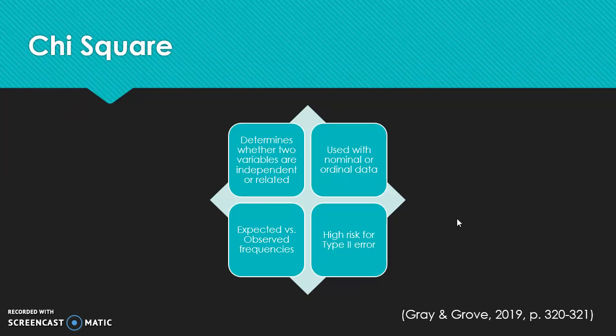And that is the main focus of chi-square. You're determining whether two variables are independent or they're related. So you're looking at expected versus observed outcomes in a way. What you see, is that what's really happening? And the type of data that you use for this type of test would be nominal or ordinal data.